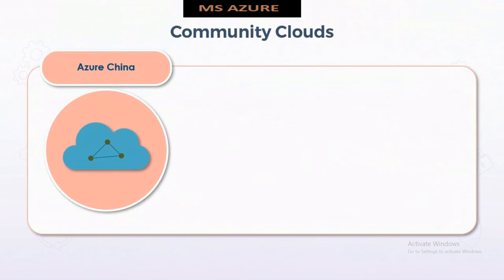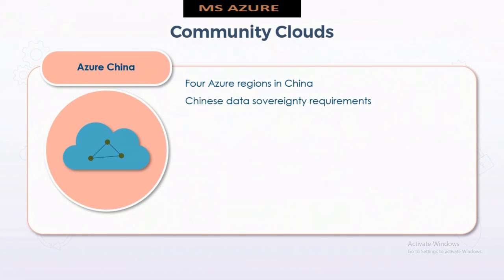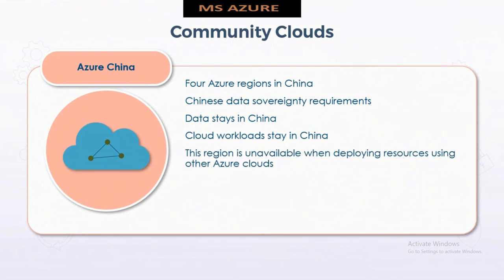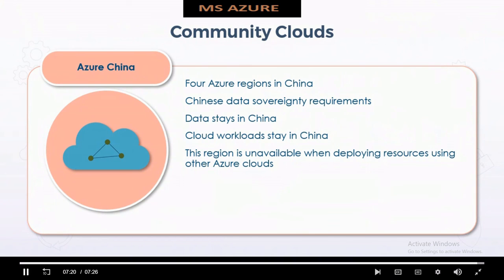Then there is Azure China. There are 4 Azure regions in China for this use, and its purpose is it adheres specifically to data sovereignty requirements related to the Chinese government. So it ensures that data stays in China and that the workloads that process and support that data also stay in China. So, as is the case with other Azure Community Cloud solutions like the Azure US Government Cloud, the Azure China regions, of which there are 4, do not show up for regular Azure public cloud tenants when they go to deploy resources. It's only available if you signed up for Azure China.